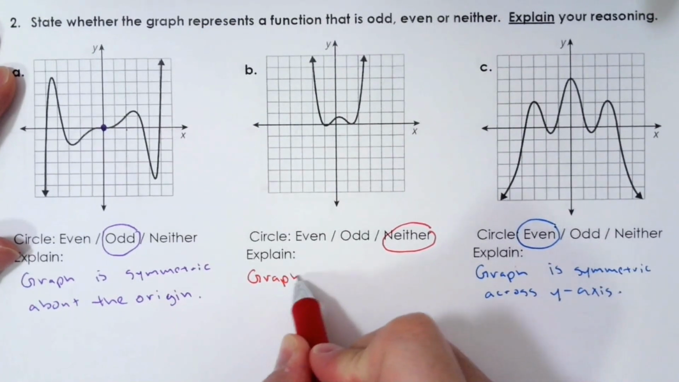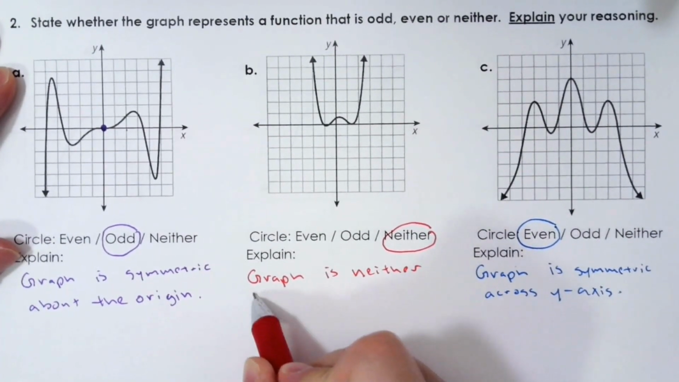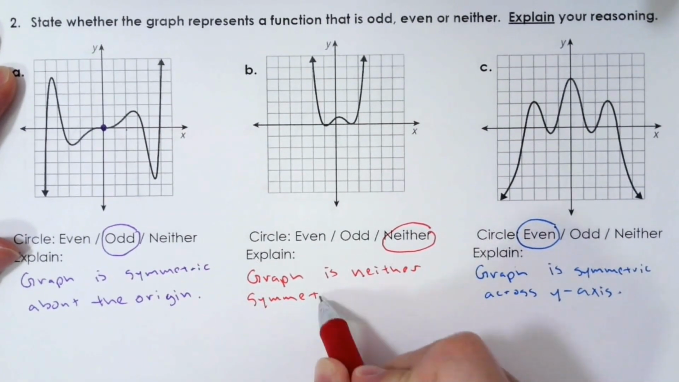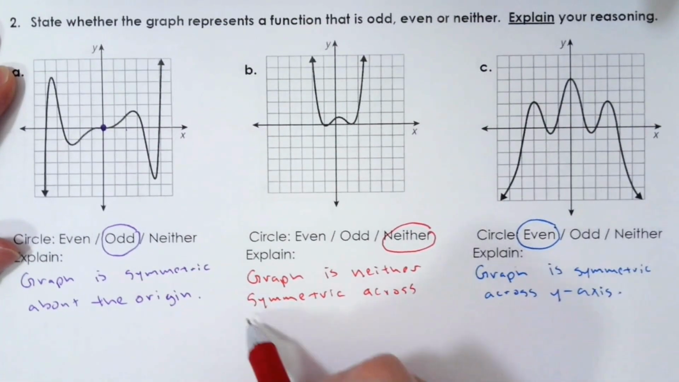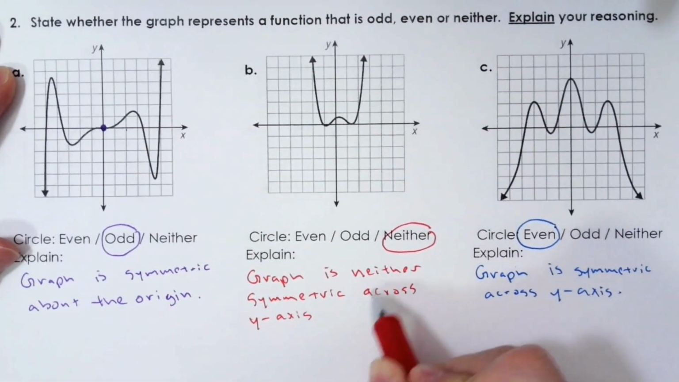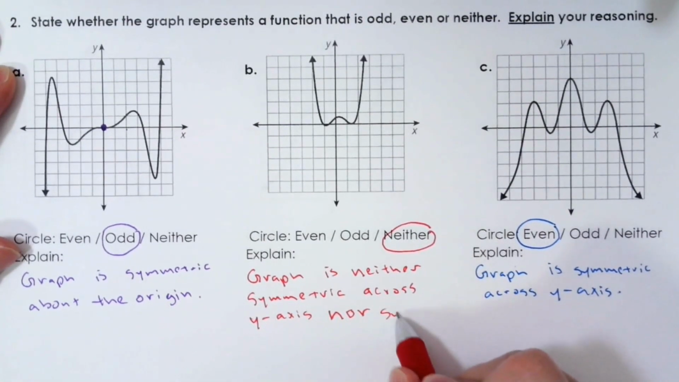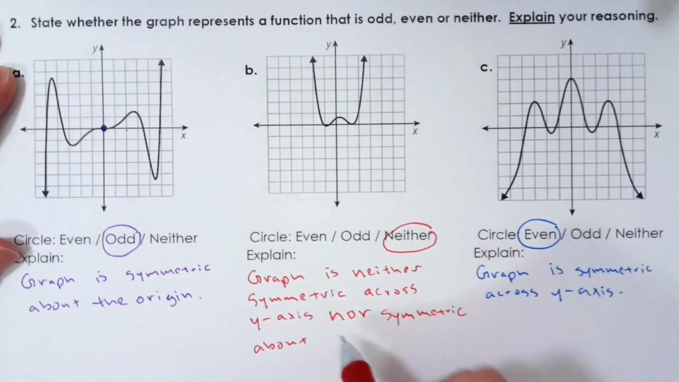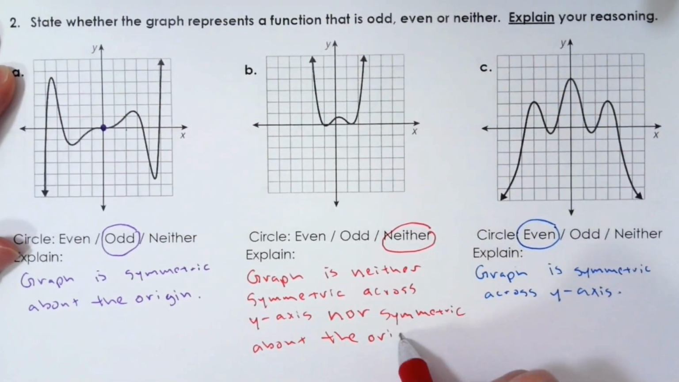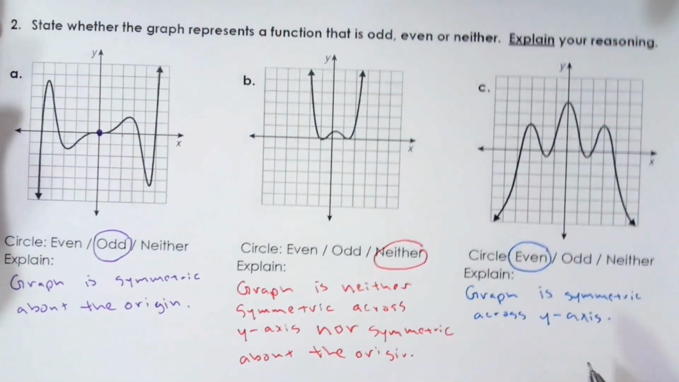Graph is neither symmetric across y-axis, neither symmetric across the y-axis nor symmetric about the origin. Close, but not quite symmetric across the y-axis.